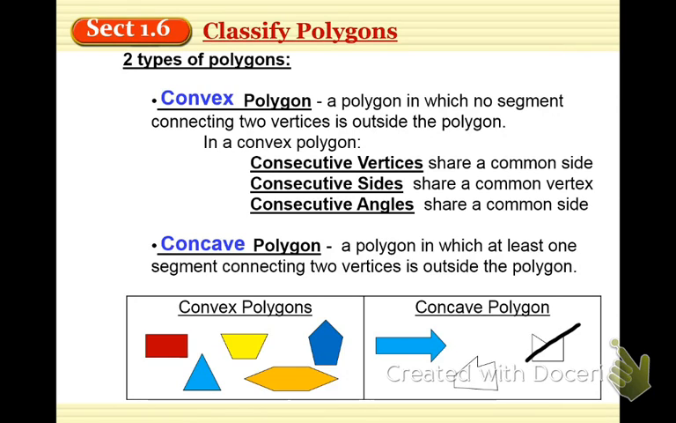Okay? The line just went inside the polygon. That's concave. They're either going to be one or the other, so if you can eliminate one of them, then you've got the description there.